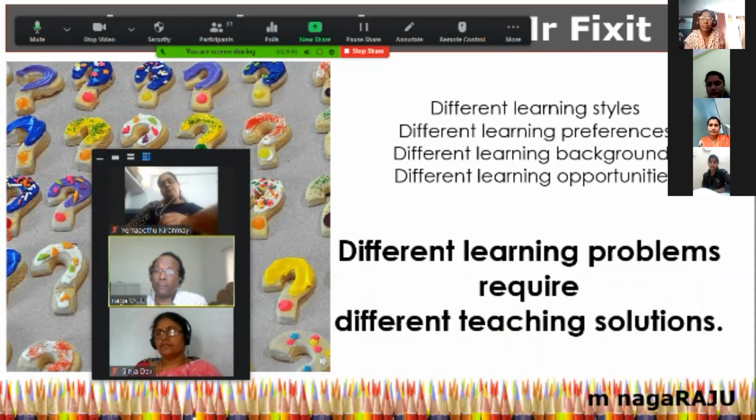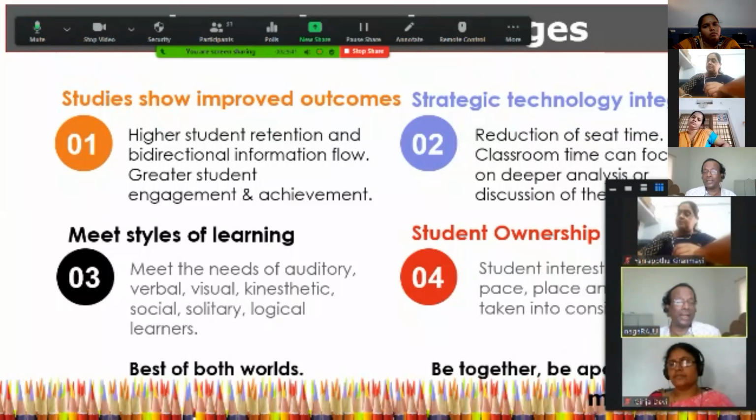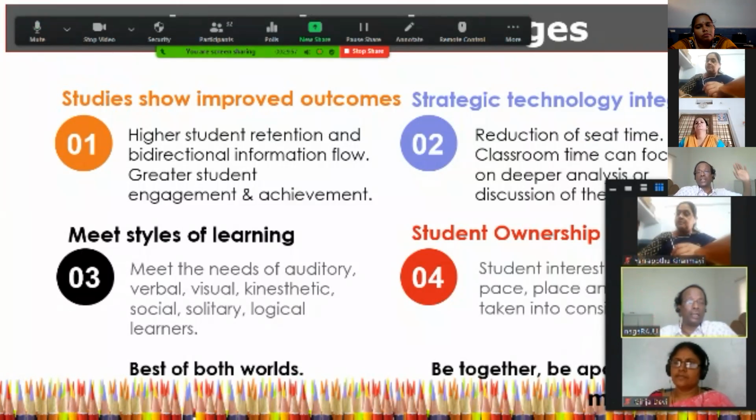So that's another problem. Now, the advantage with blended learning is it helps us resolve most of the issues that we have, those learning problems that we have. Research has shown that blended learning gives us better outcomes. What are outcomes? Outcomes are results, not results in terms of numbers, but the behavioral change that happens in students.